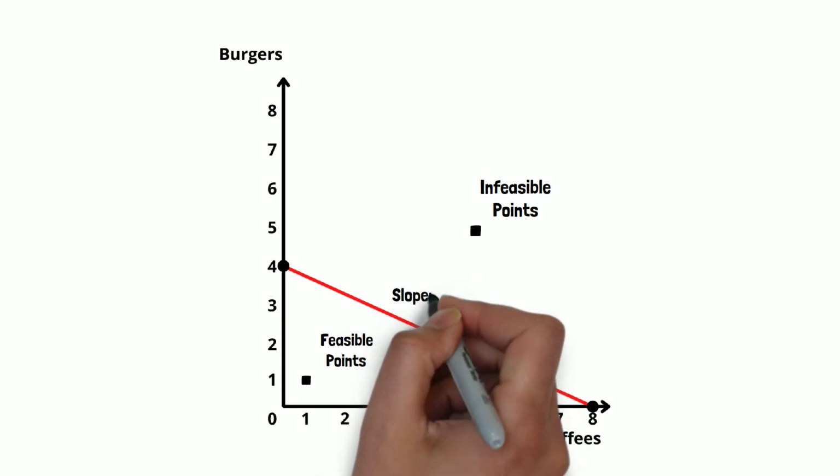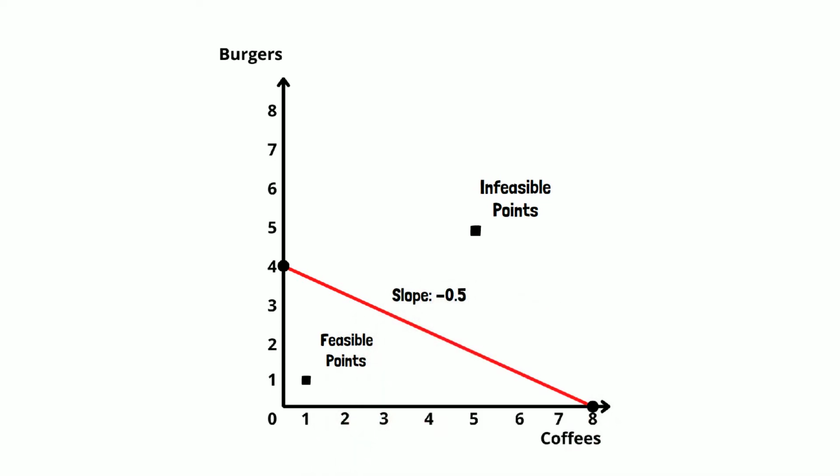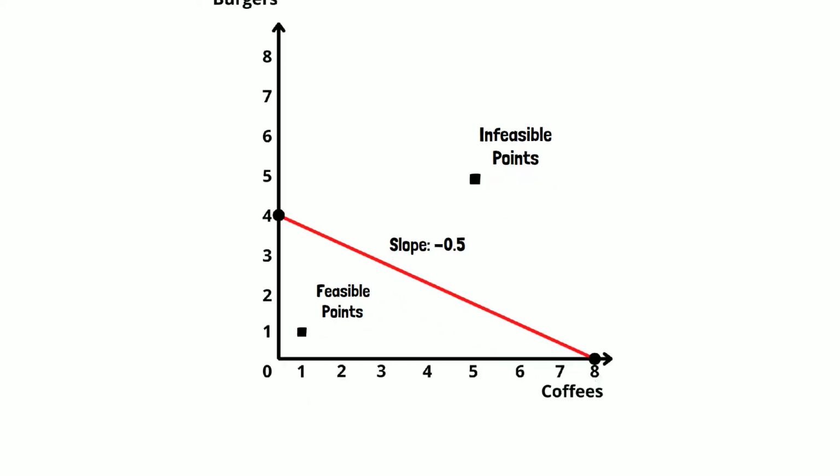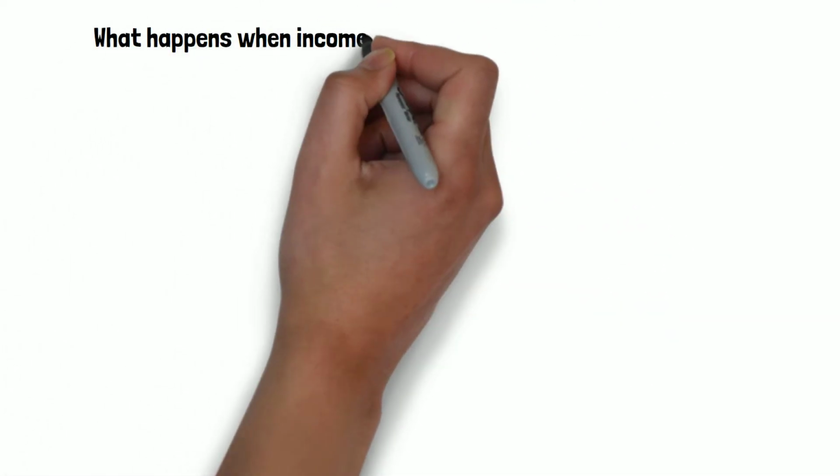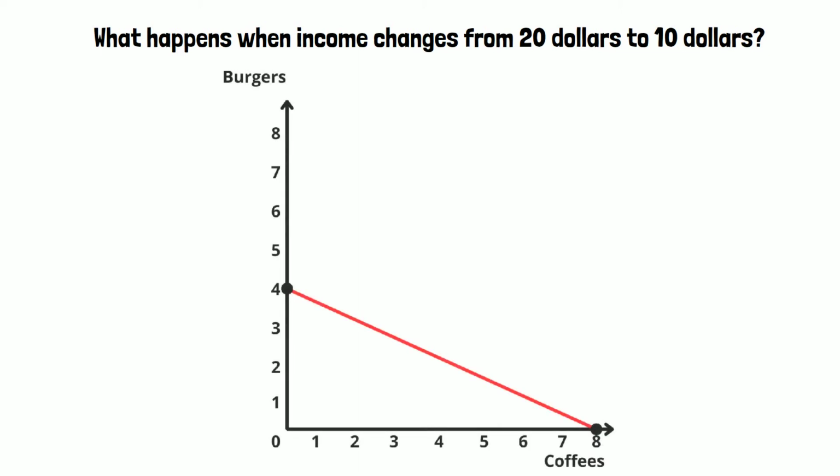This budget constraint has a slope of minus 0.5, meaning that for every burger you give up, you can buy 2 additional coffees. But what do changes in the income or the price of the goods have on the budget constraint? Let's take a look at what happens when the income changes first.